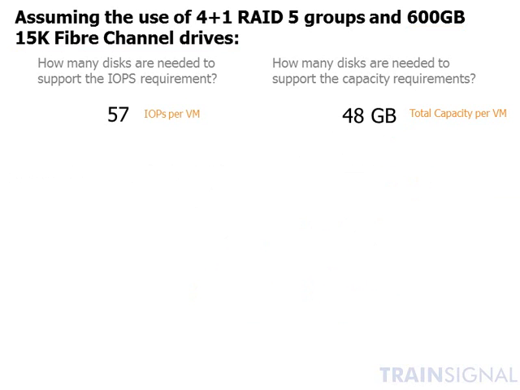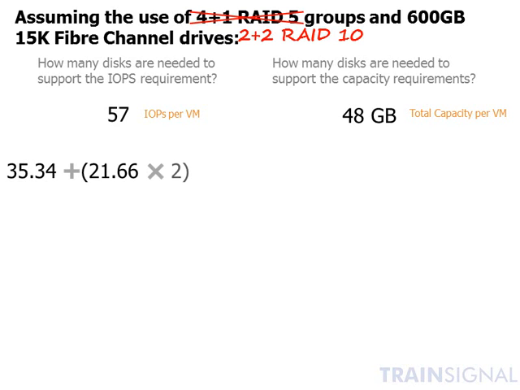So what if we were to change this around a little bit? Remember that as an architect, we have to understand design impact. So what if we change this around again? What if we say, instead of using RAID 5, we're going to use a 2+2 RAID 10 set, which has a RAID write penalty of only 2. So if we go back through our calculations again, 35.34 is the 62% read, then 21.66 are the writes with a write penalty of 2. That gives us an overall IOPS load of approximately 79.